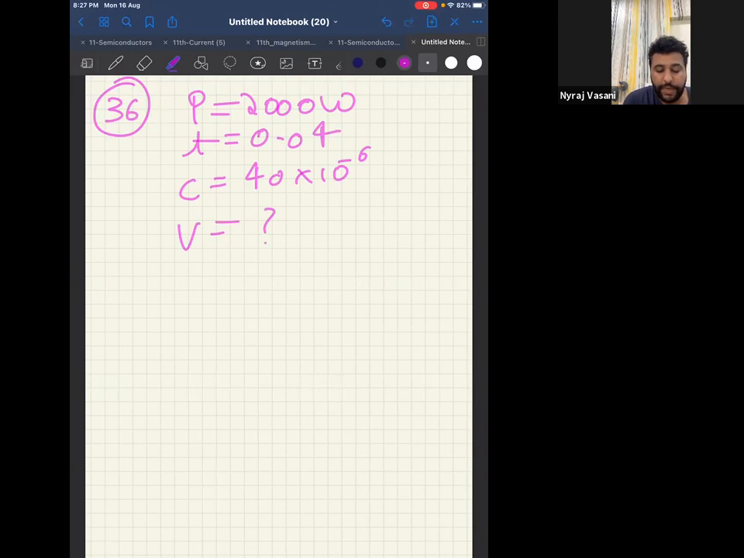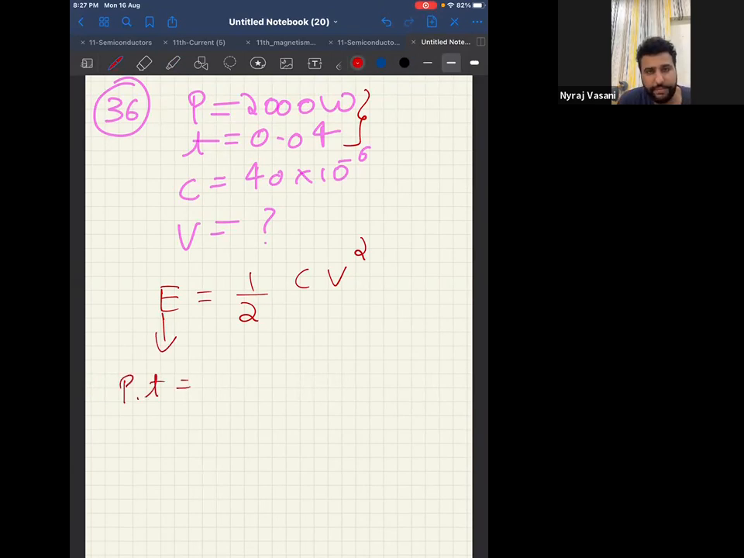Now, if power and time are given, can I say energy is given indirectly? What is energy? Power into time. Therefore, I know the formula for energy is half CV square. Now, instead of writing energy, can I write the formula as power into time itself? It is the same, because power into time is nothing but energy, which is equal to half CV square. Can I say in this formula, everything is known except V, and only V is supposed to be found out? Therefore, this is an indirect question of energy stored in the capacitor, where instead of energy, they have given power and time.